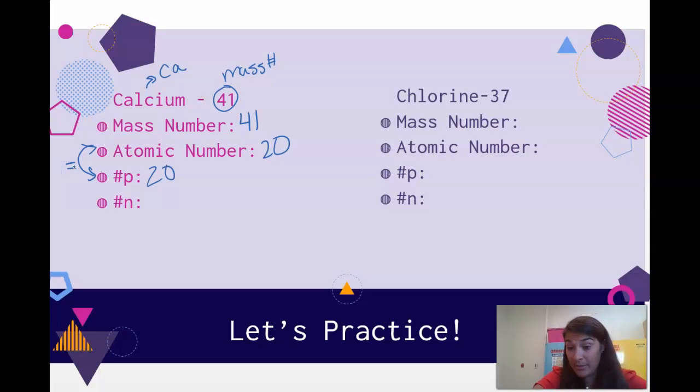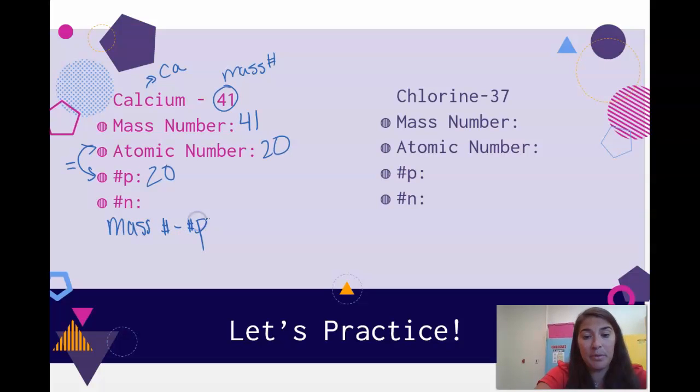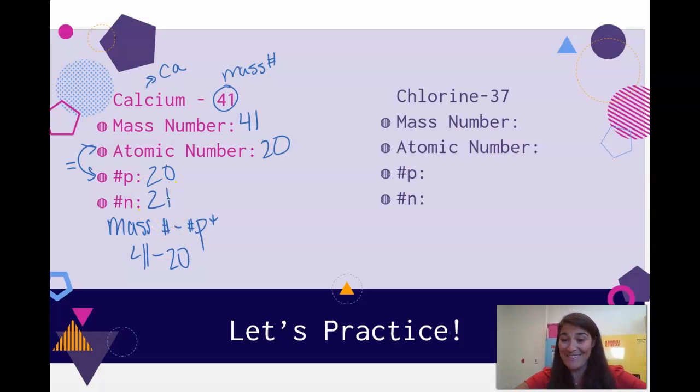And then to get our number of neutrons, we're using that same thing that we did before, right? It's going to be our mass number minus the number of protons. So for this specific example, we've got 41 minus 20. That's giving us 21 neutrons. All right, now your go. Go ahead and enter for chlorine-37. You can just list the numbers in order.